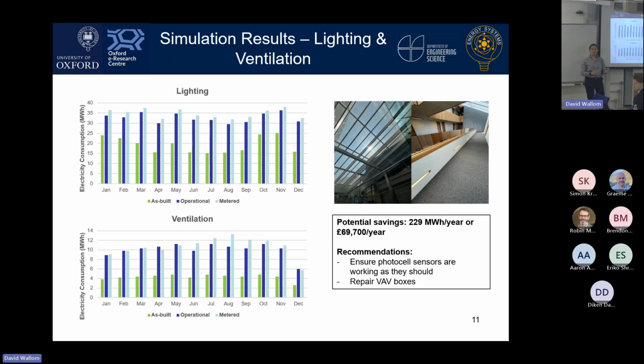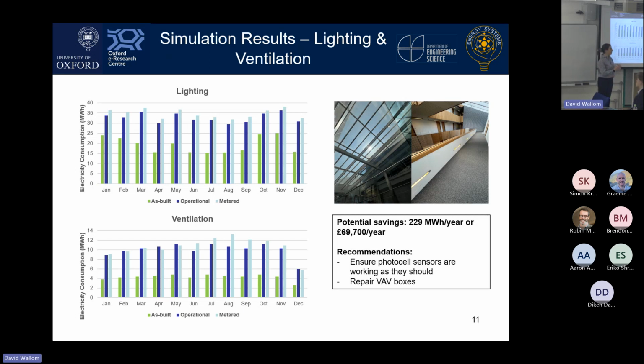This is solely due to the photocell sensors not functioning properly. So this was my first recommendation: investigate those photocell sensors. The second recommendation was the variable air volume boxes. For ventilation, we have almost a 50% reduction in electricity consumption if the variable air volume boxes are repaired. So that was my second recommendation.